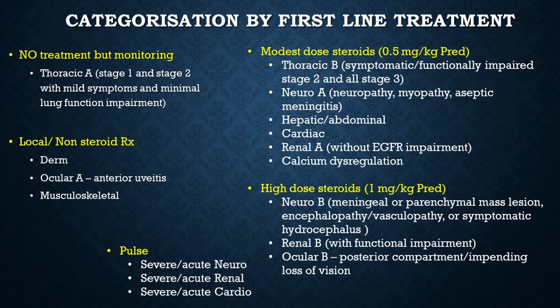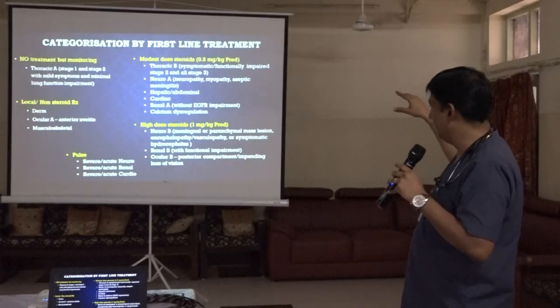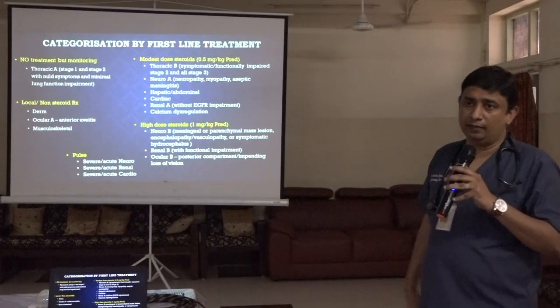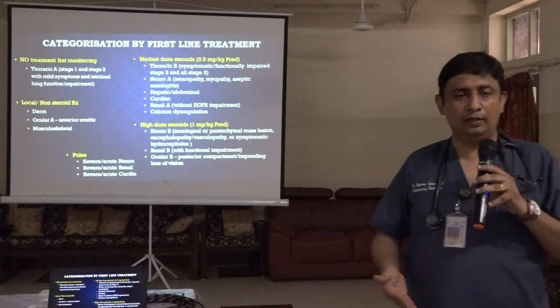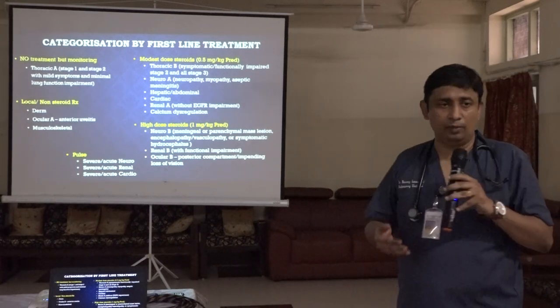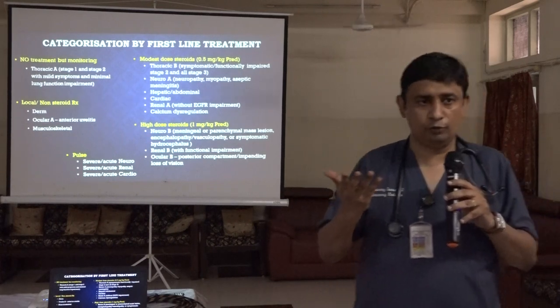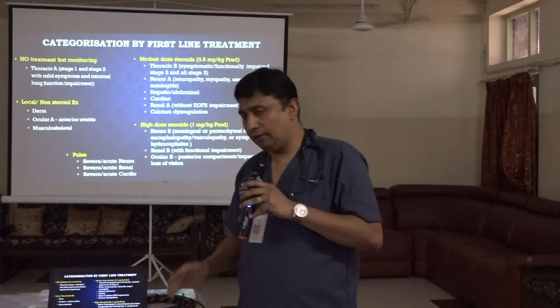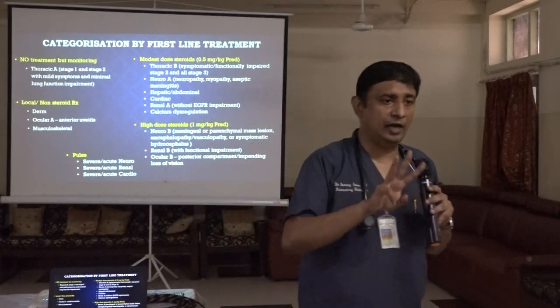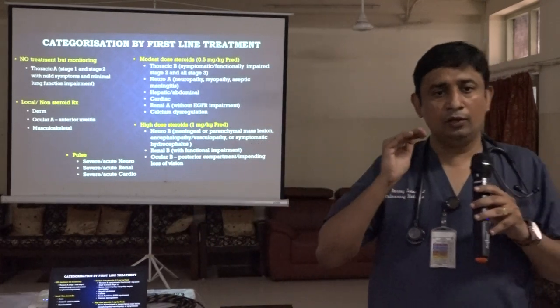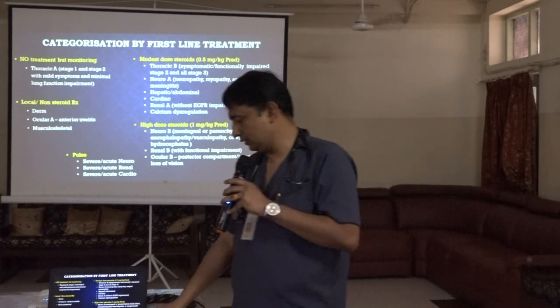High dose is where neuro B, you have meningeal involvement, there is an intraparenchymal lesion, there is a symptomatic hydrocephalus, or a vasculopathy in the brain, you need to give high dose steroids. And renal involvement with renal function impairment, and ocular B, which is posterior uveitis or panuveitis, you need to give high dose steroids. And acute presentations of cardio, renal, and neuro, these are the three major involvement, you may need to pulse these patients as well.